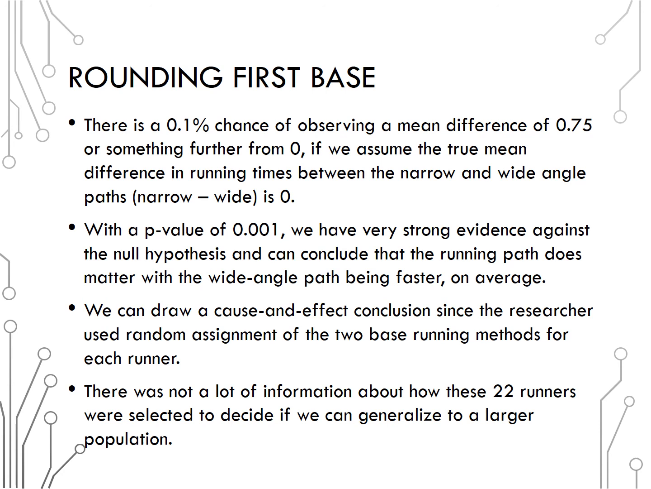We can draw a cause and effect conclusion here since we used a randomized experiment where we have randomized the order of the running methods for each runner. There was not a lot of information about how these 22 runners were selected, so it would be difficult to decide whether to generalize to a larger population or not. To be on the safe side, we should just say these results apply to runners similar to the 22 who were in our sample.